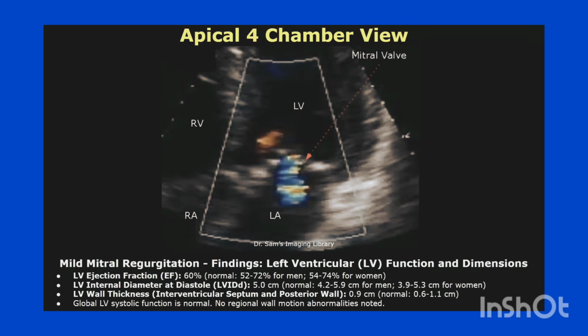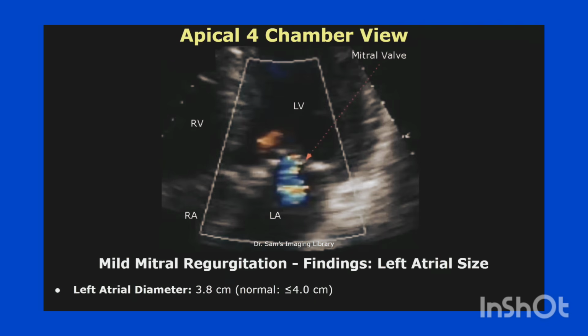Internal diameter at diastole is 5 centimeters. LV wall thickness is 0.9 centimeter. Global LV systolic function is normal. No regional wall motion abnormalities noted.